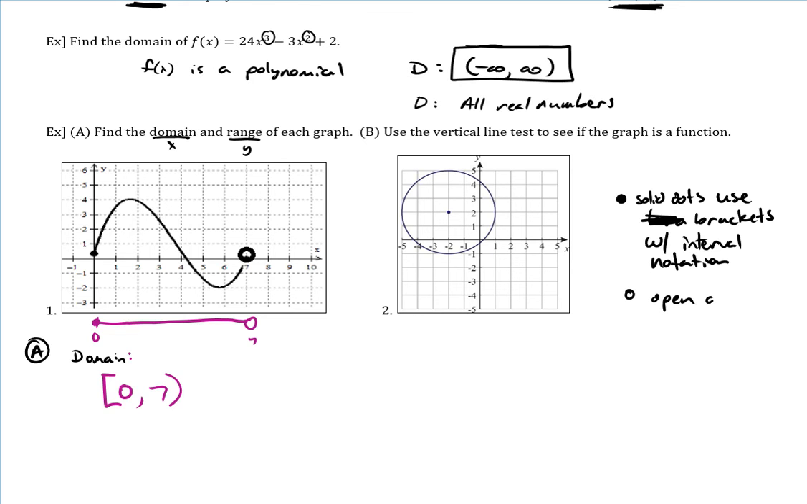So open dots use parentheses. And then the infinities always use parentheses. From above we had negative infinity to infinity. Those always use parentheses as the symbol. Okay, so that is the domain. This is the smallest x-coordinate to the largest x-coordinate, if it is a segment like this. So this is the smallest x-coordinate. That is the biggest x-coordinate.